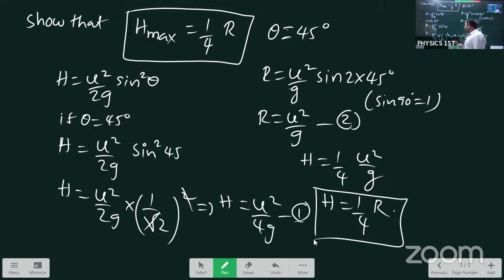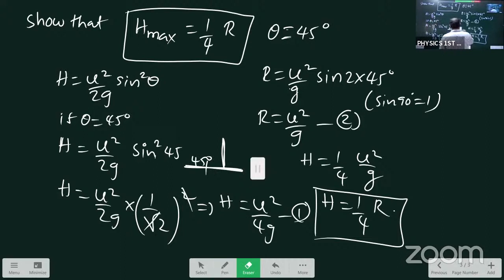So theta equals 45 means u square by 2g times 1/√2 whole square coming. Overall, we get u square by 4g. This u square by g is nothing but R for 45 degrees. H equals 1 by 4 of range, meaning range equals, mathematically, 4 times the maximum height. This range is 4 times the maximum height for how much angle? 45 degrees. Okay, students, this is the question from motion in a plane.